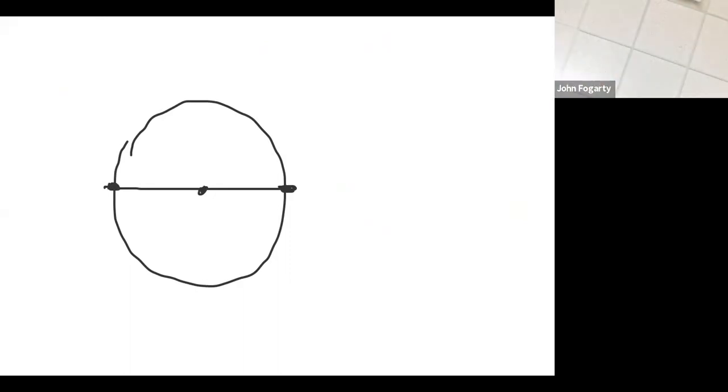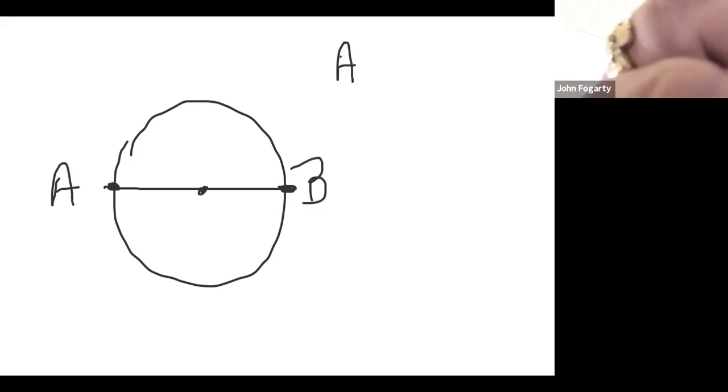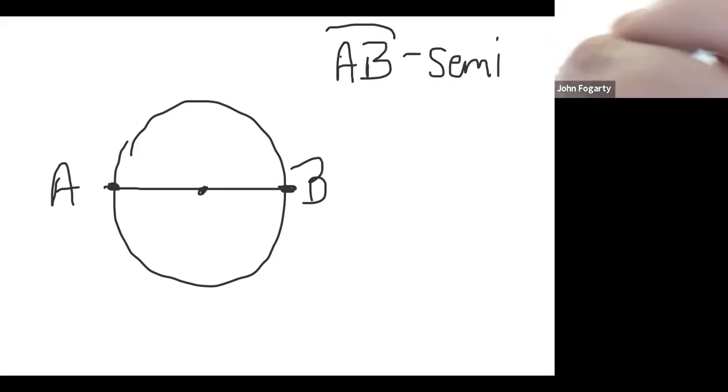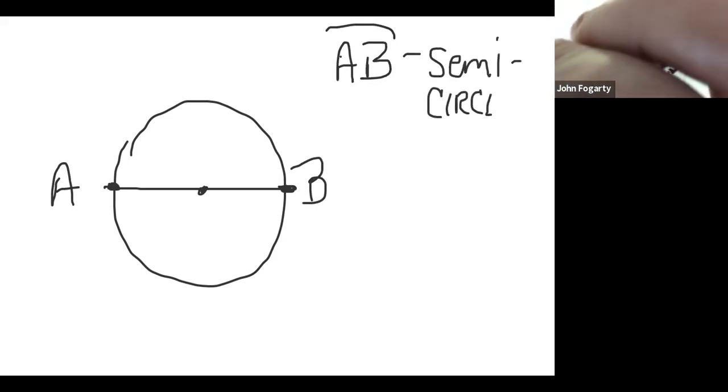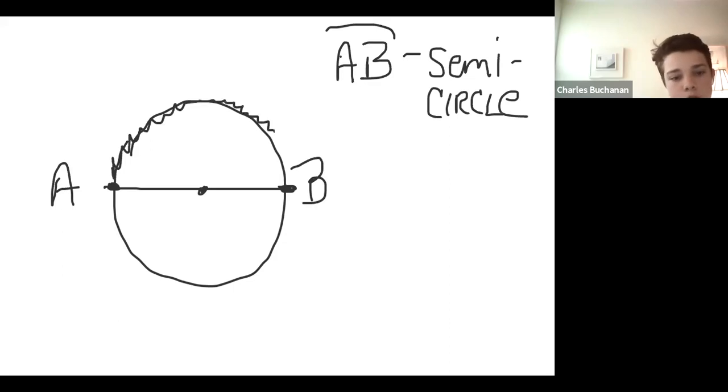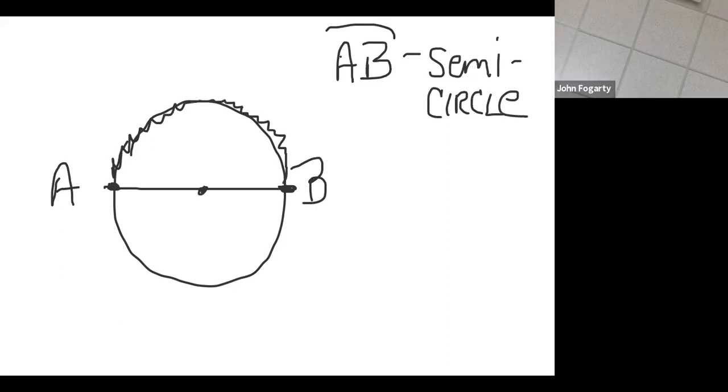So here's what we know about AB. Arc AB would be what we call a what? A semicircle. So if you have a diameter, that's a straight angle, right? And a straight angle will cut the circle into two equal arcs. But we're going to talk about that in a second. So far, so good?